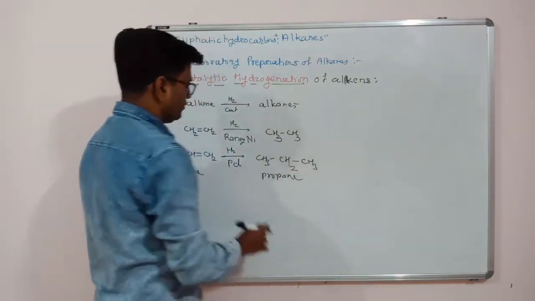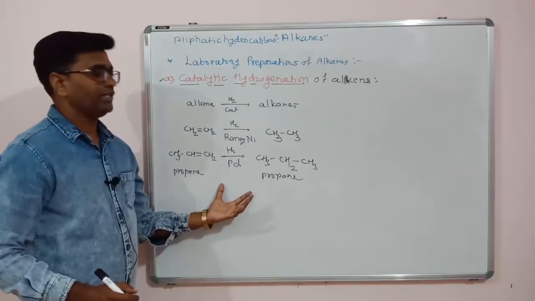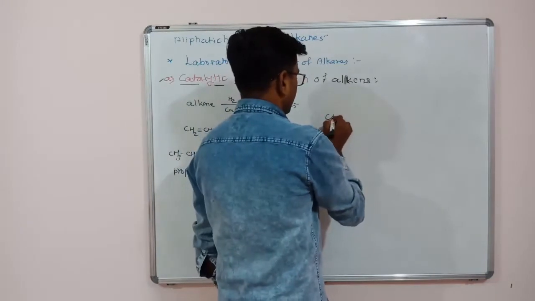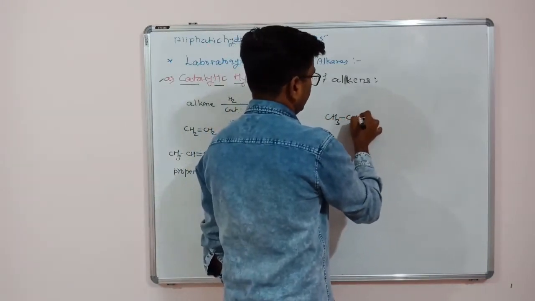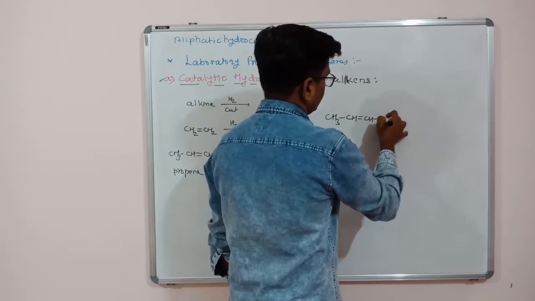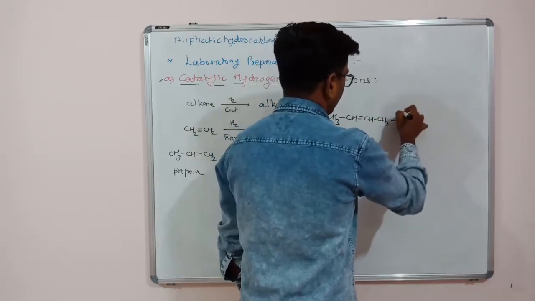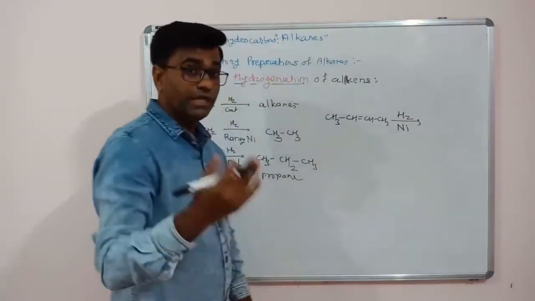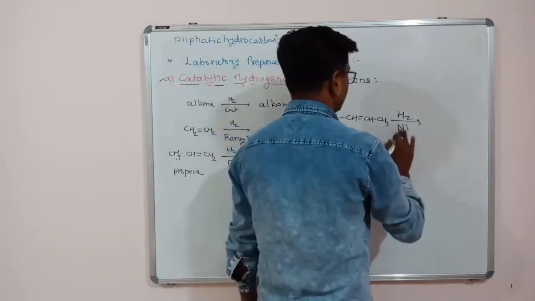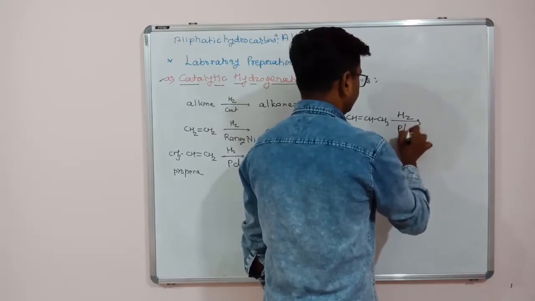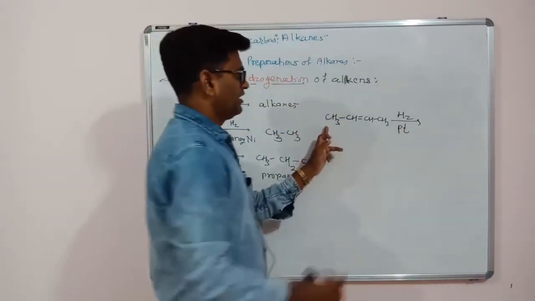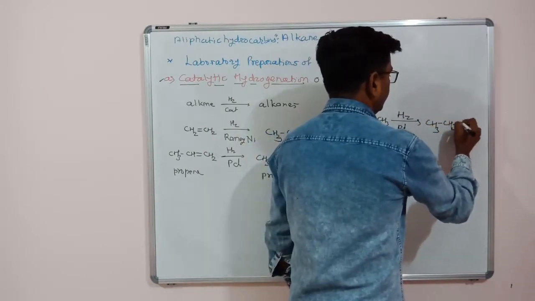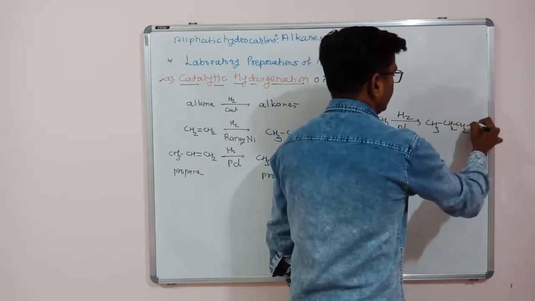So how to get propane from propene? By catalytic hydrogenation. For example, CH3 CH double bond CH3, hydrogen, suppose nickel, Raney nickel. Platinum is also a good source. Raney nickel is over, now we'll take platinum. So what will happen? CH3 CH2 CH2 CH3.